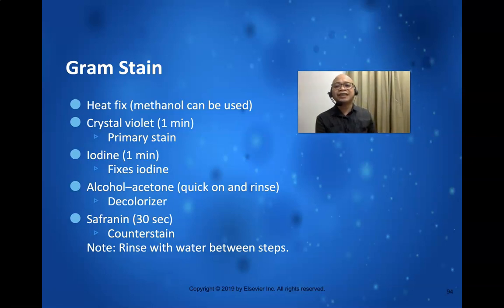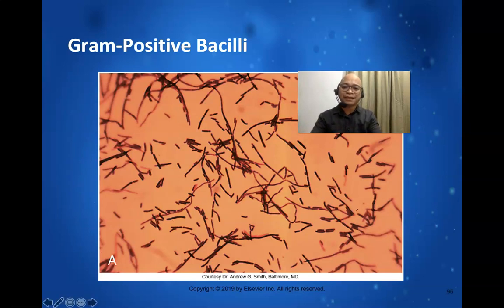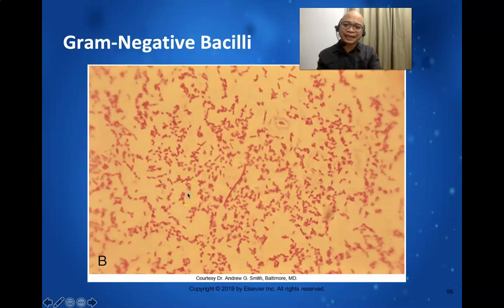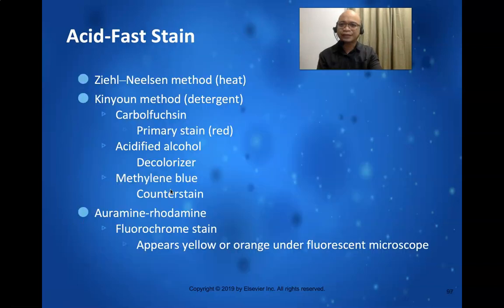Crystal violet serves as the primary stain. Gram's iodine serves as the mordant. The decolorizer is the acetone and alcohol, and safranin is the counter stain. So a gram-positive bacilli will have a deep purple color. A gram-negative bacilli would have a pink or red color.